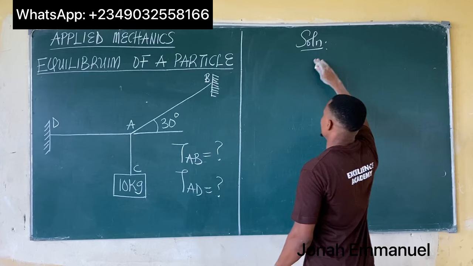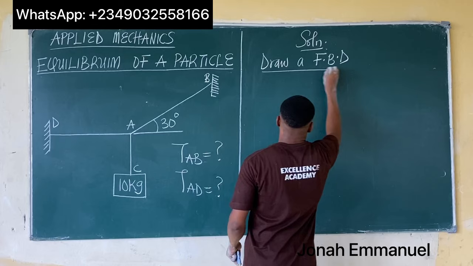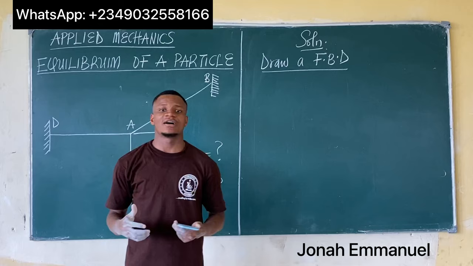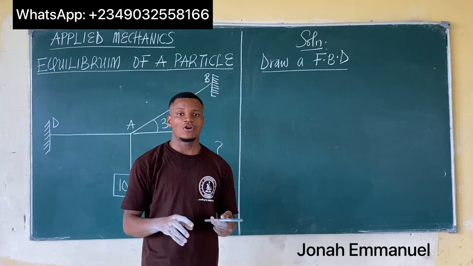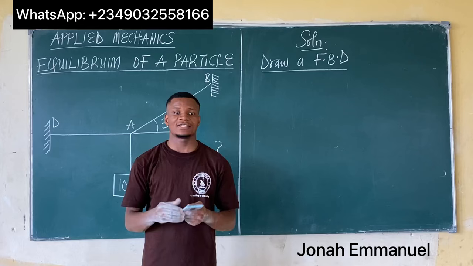To solve this case, your first task is always to draw a free body diagram. By definition, a free body diagram is simply a diagram that contains or shows or displays all the forces that are acting on a particular system at a particular time. A diagram that shows all the forces acting on a body or a particle at a particular time. That's a free body diagram.